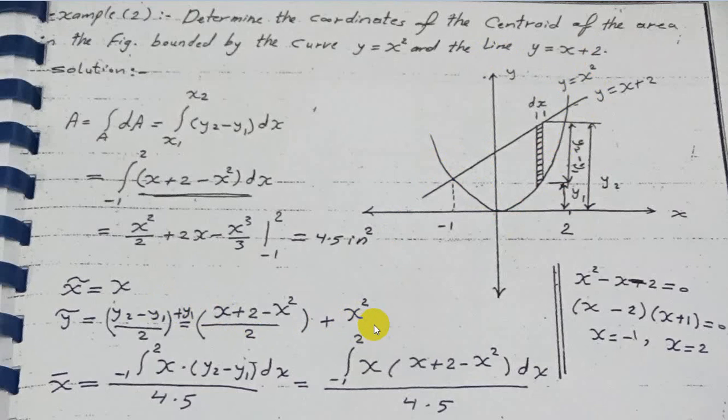So x dash, just like we said and learned before, will be extracted from the integration of x by the area, integrated with respect to x, divided by the area. So x dash will be equal to the integration of x by y1 minus y2.